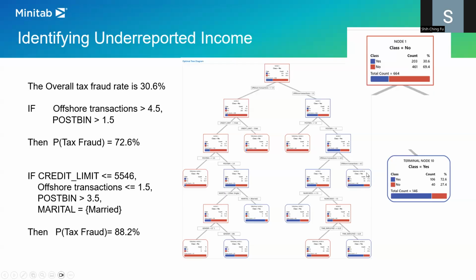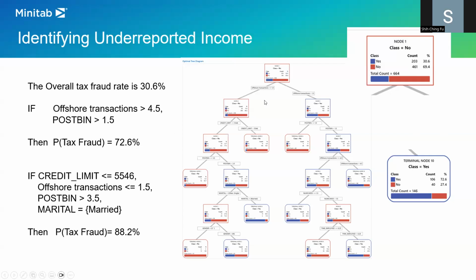Then you come to another, what we call the terminal node. If you look at this terminal node, in this group we have the chance of yes, which is tax fraud, jump to 72%. Starting from 30%, jump to 72%, almost 2 point something times higher. So in this group, the chance I can capture the yes is much, much higher. It's also giving me a certain rule, right? This group, I have to pay attention.